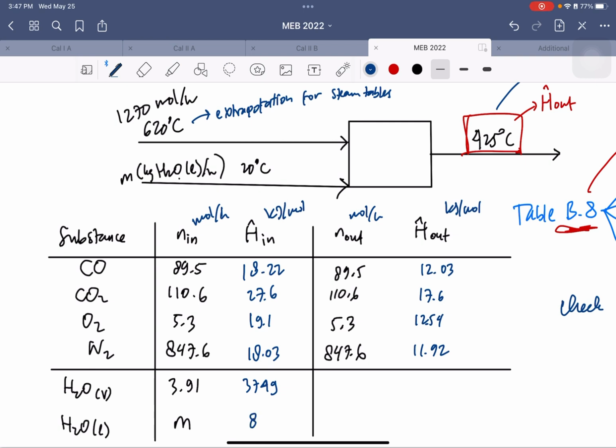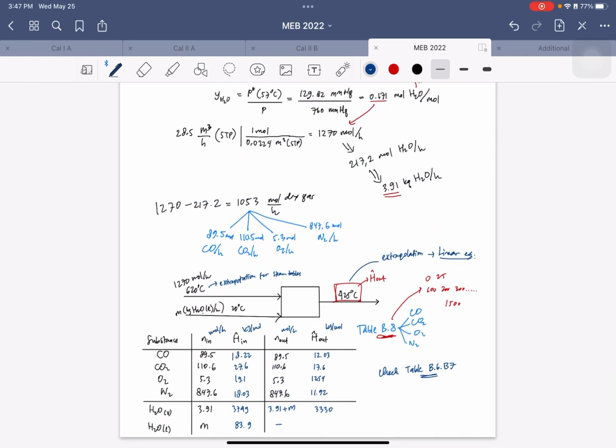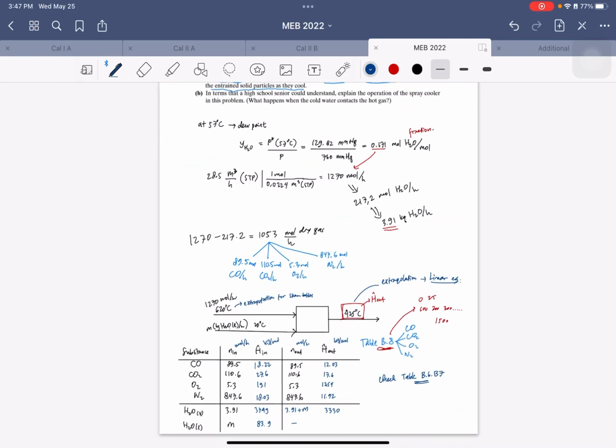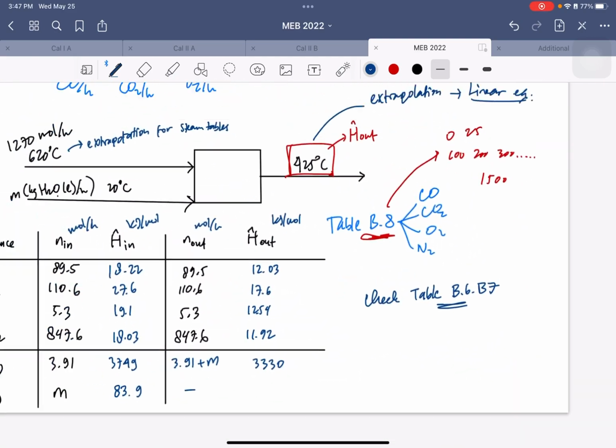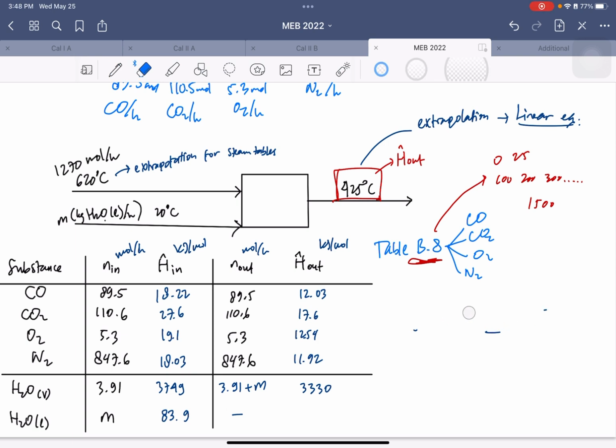Okay, and this one is 83.9 for the liquid one, and the molar out we have plus nothing here, and the enthalpy is 3,330 kilojoule per mole. It's the same thing with using the extrapolations. Now from here, we would like to compute then the delta H. Okay, I think I will just erase this whole part here.